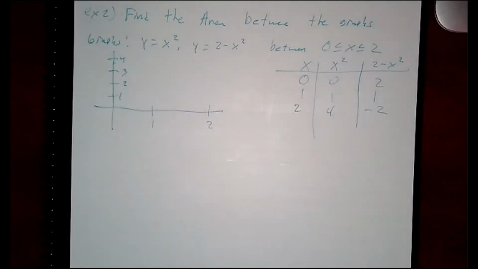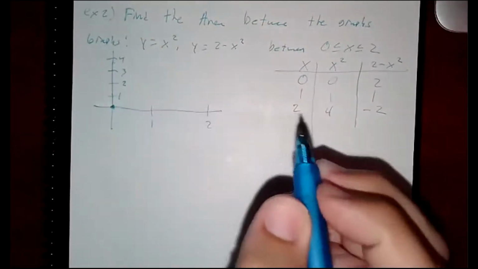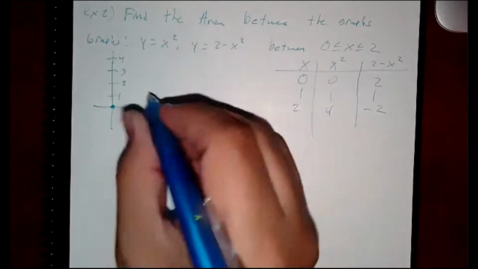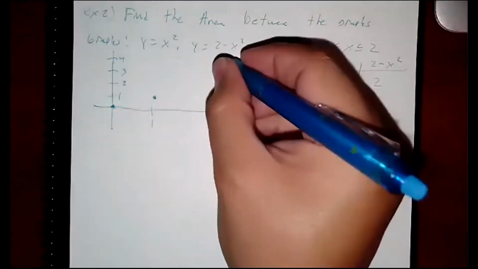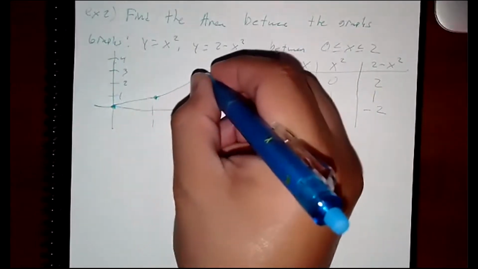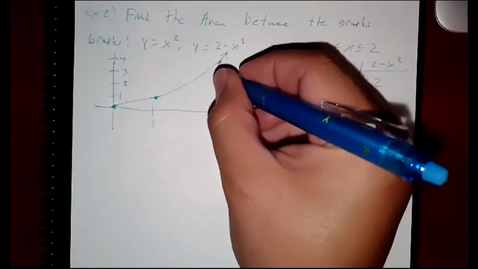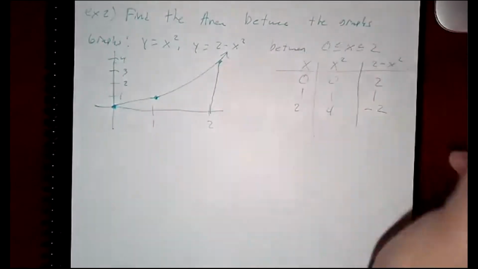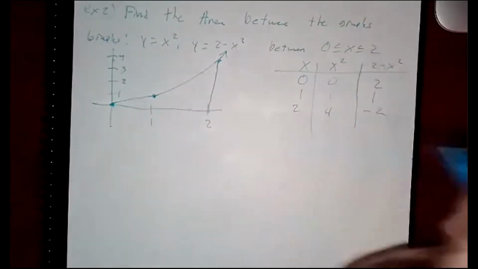Okay, so let's go ahead and graph it. Let's do the x squared first: 0, 1, and 2. All right, so here's my parabola. It goes on forever, but I don't care what happens after, because the restriction was 0 to 2, right? Now the next one.